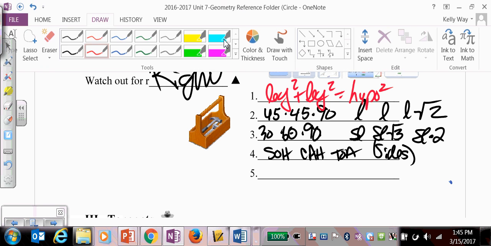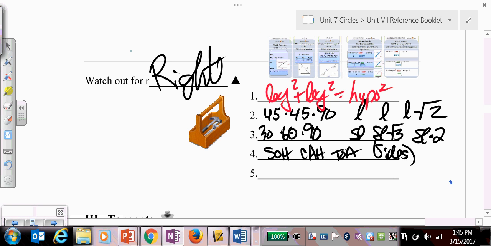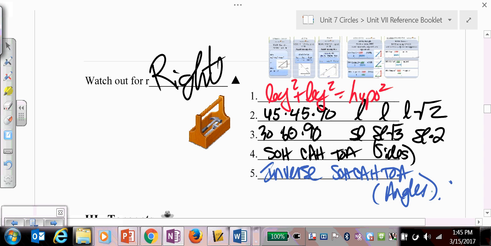What's the last one? I'll take a volunteer. Yes, ma'am? Yeah. Inverse. And then SOHCAHTOA. And we use that not for sides, but for bingos. Okay, guys, those of you who only got 2 or 3, you need to rehearse this on the way home.